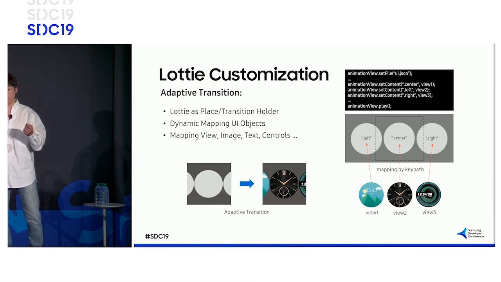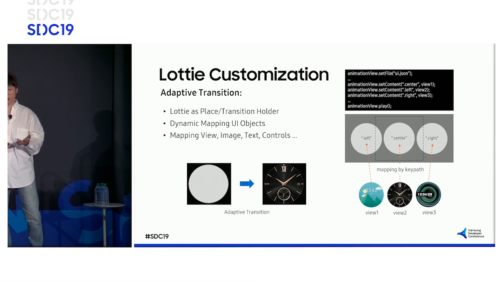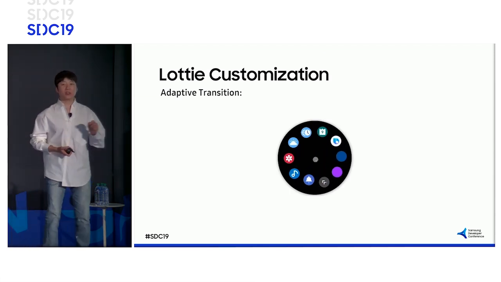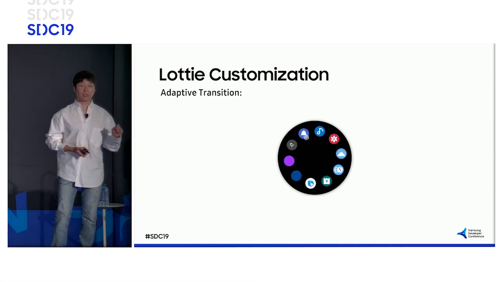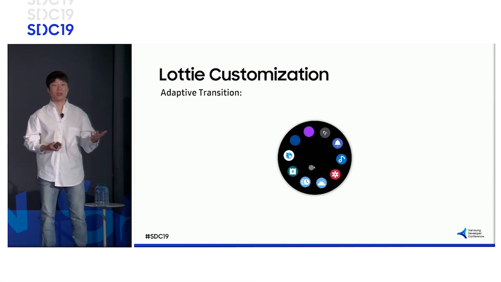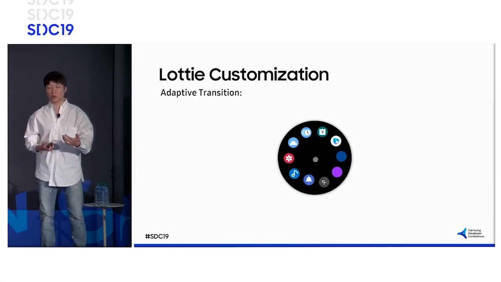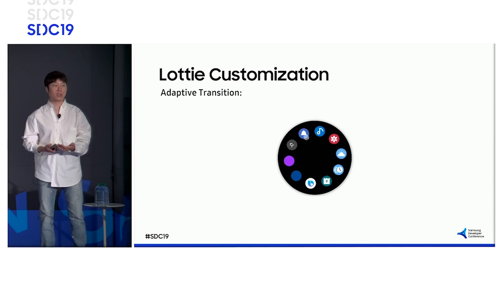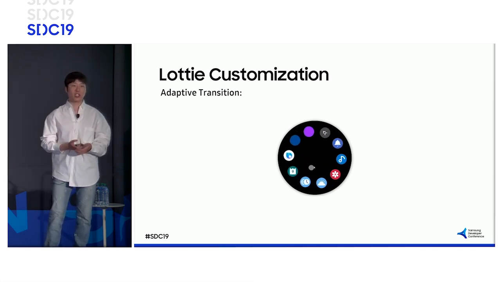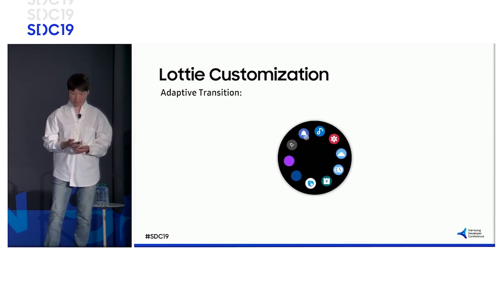Let's assume that applications can replace the Lottie shape node with a view, image, text, or some controls at runtime. Thus, we can make the previous user interactive transition effect, but more dynamically changeable. This approach allows the designers to design the Lottie animation in a more flexible way, which gives applications the ability to change the transition effect more adaptively at runtime.